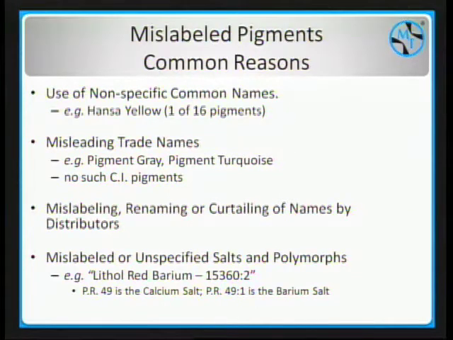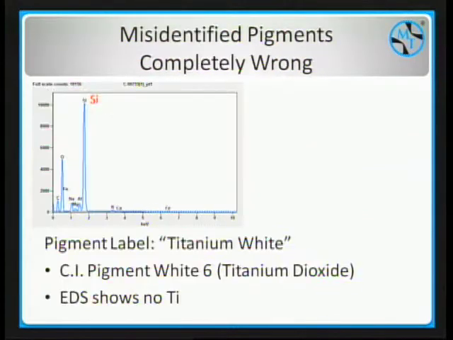Mislabeling and curtailing of names by distributors was very common. A lot of times the salts and specifics, such as the colon number, were not identified properly. So pigment red 49 is a calcium salt. Pigment red 49.1 is the barium salt. And this was labeled as 49.2. I forget what 49.2 is, but it's not the barium salt anyway.